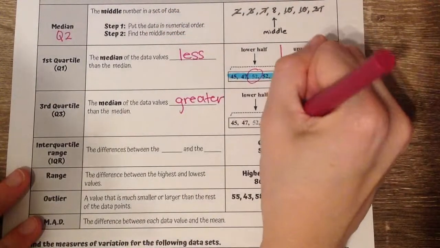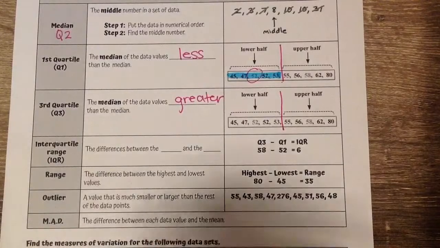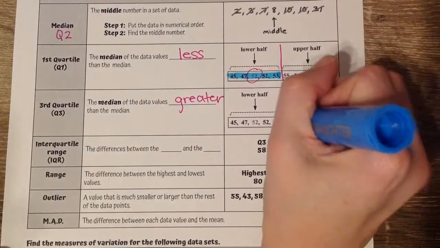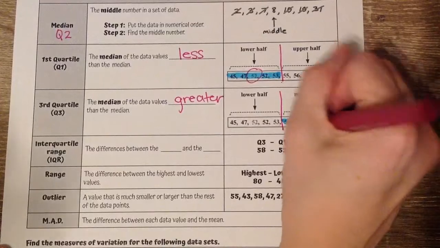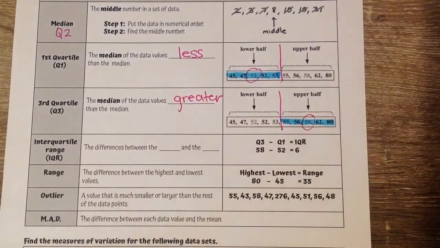So again, we would divide our data in half. And for our Q3, we're just looking at what's the middle value of the top half. So for this example, it would be 58.